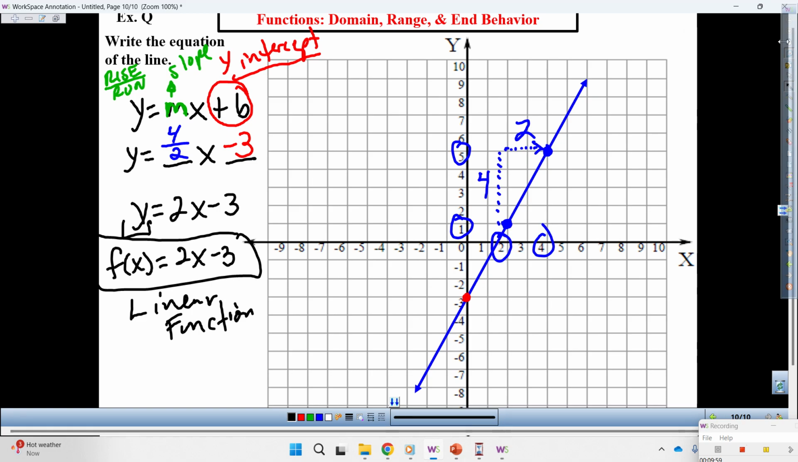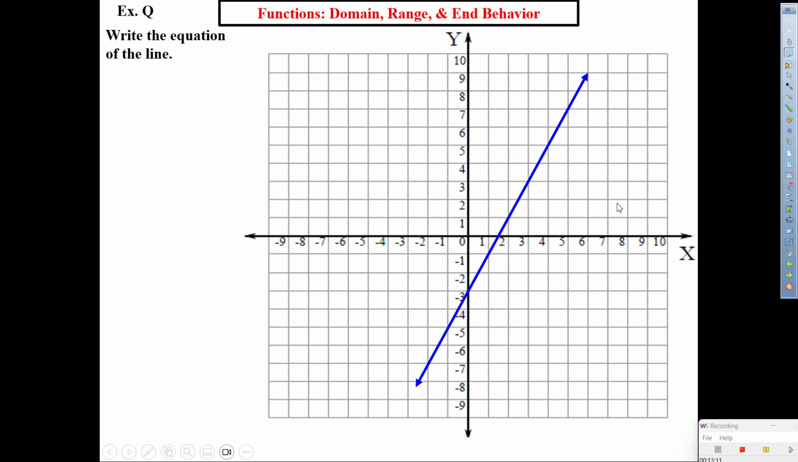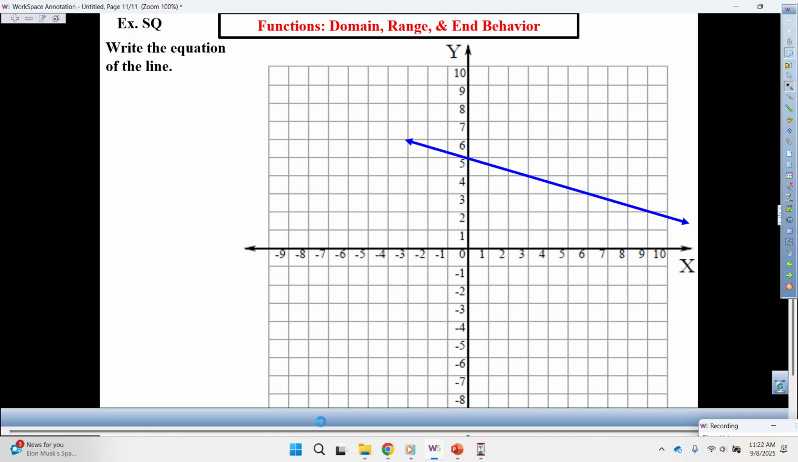Next, copy this next one. Example, super cute. Go to the next coordinate plane. I'm going to give you 2 more points. Let's do 3, 4, and 6, 3.